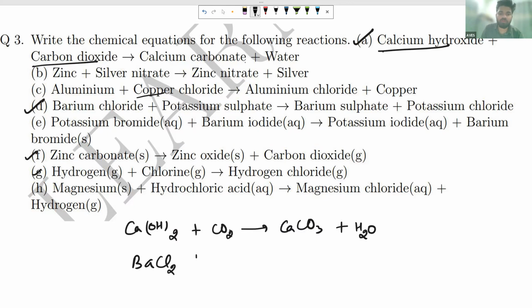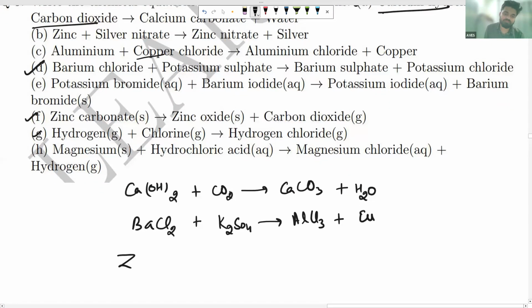When it reacts with potassium sulfate, K2SO4, it will give you aluminium chloride, AlCl3, plus copper, Cu. When it is written only copper, we write only Cu like this. Then zinc carbonate, ZnCO3, because they both have 2 valency. Plus zinc carbonate, when heated.